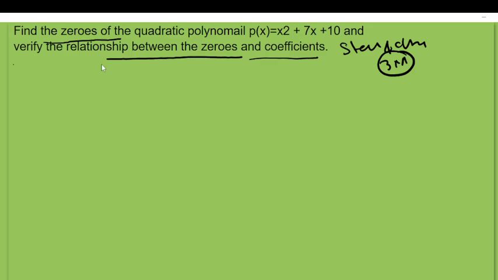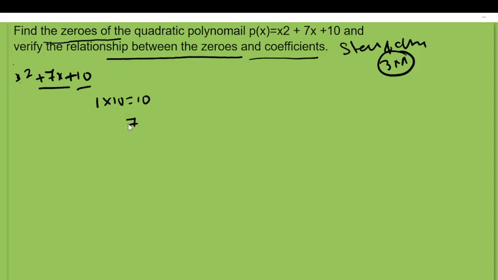Here the given polynomial is x square plus 7x plus 10. First we are factorizing by the factorization method. Find the zeros. Here x square plus 7x plus 10 is there. First, we split up the middle term based on the constant term and the coefficient of x square. Here the coefficient of x square is 1. Now we are getting 1 into 10, which is 10, and the middle term is 7.